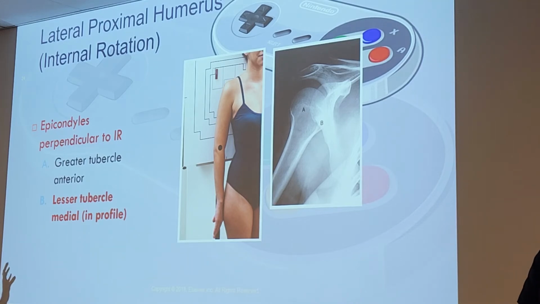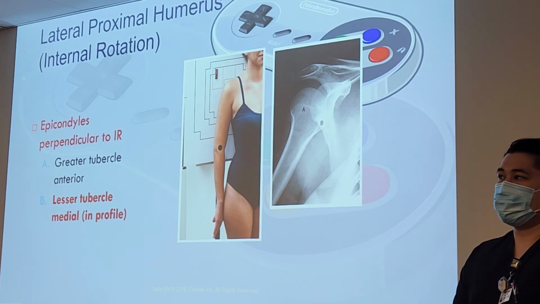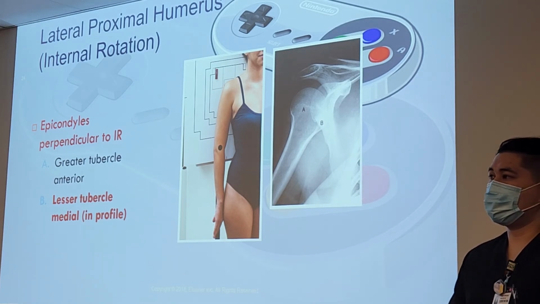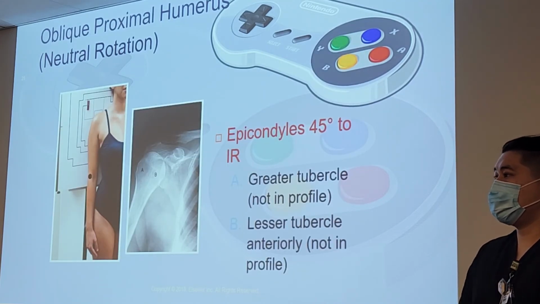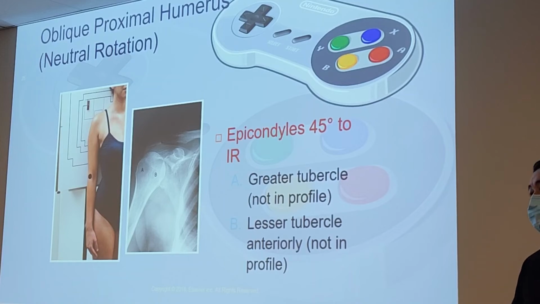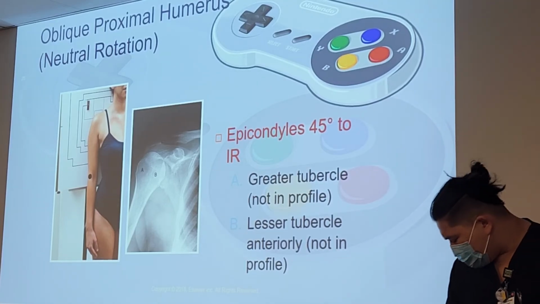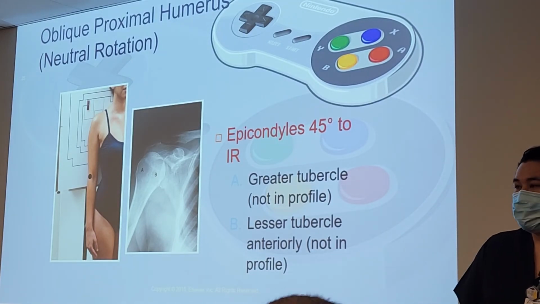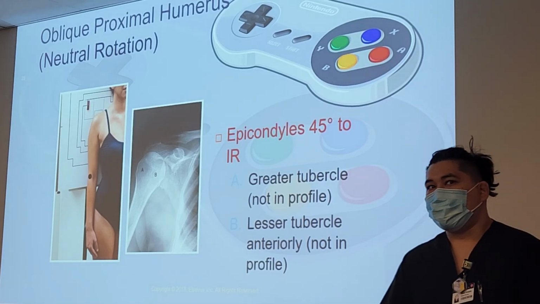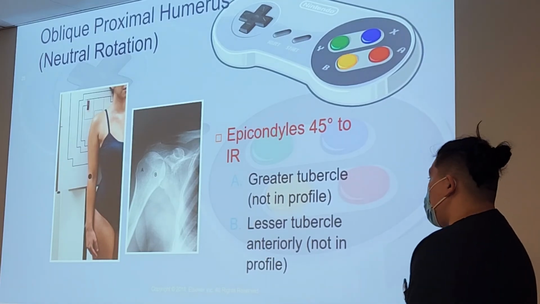What are the epicondyles doing? What are the tubercles doing? Each of these views. Oblique proximal humerus. Epicondyles are going to be 45 degrees to the IR. This would be more of a neutral position for the patient. This would be your trauma view, by the way. One of your trauma shoulder views. So if the patient's not able to move or manipulate their arm even, neutral position. Epicondyle is 45 degrees to the IR.